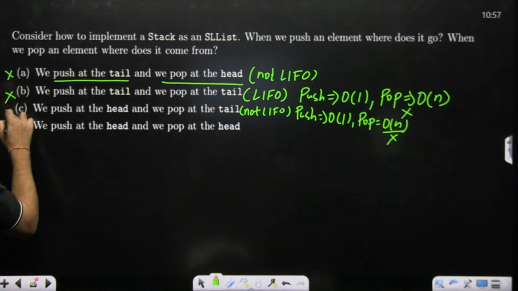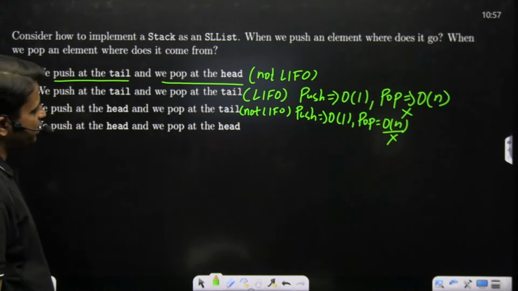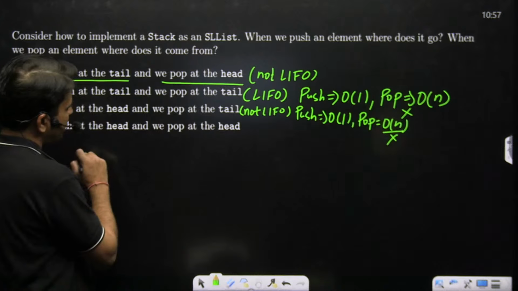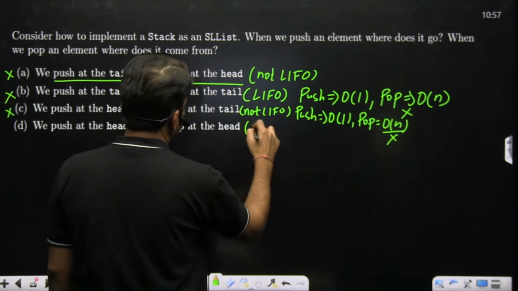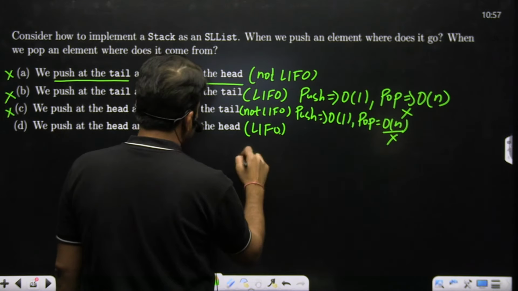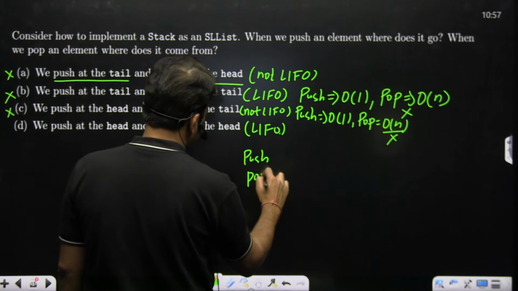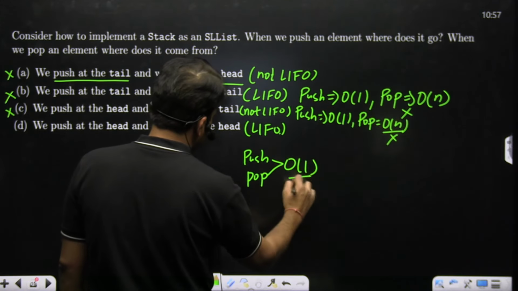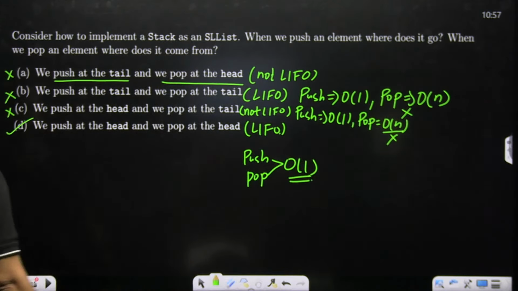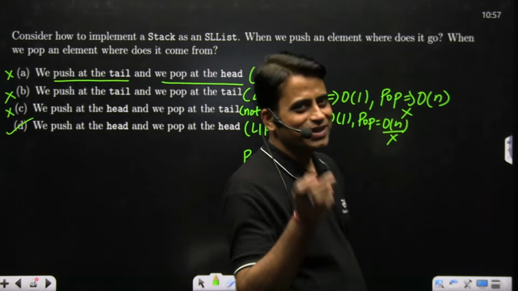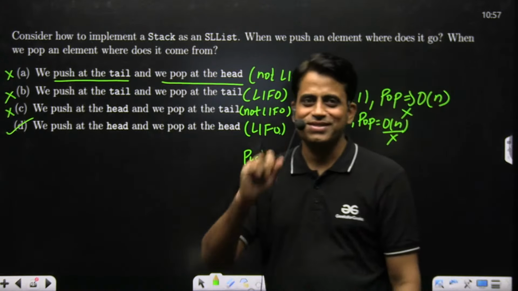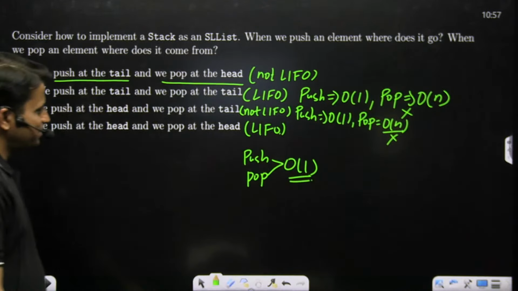Okay. What about D part? D: push at the head, pop at the head. So both are at the same point. So this is LIFO, as well as push and pop operation cost is what, sir? Order of constant. So this is the correct answer. D is the right answer for this question. Okay, so D is the right answer.